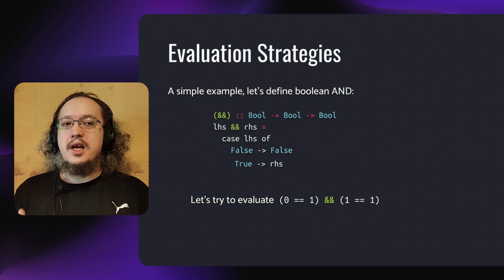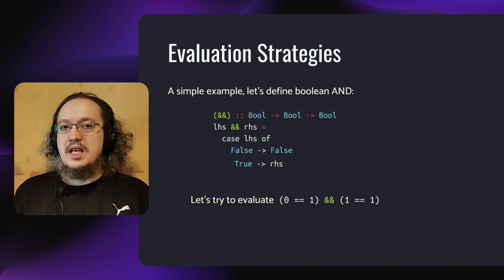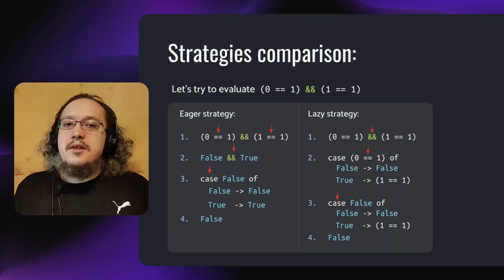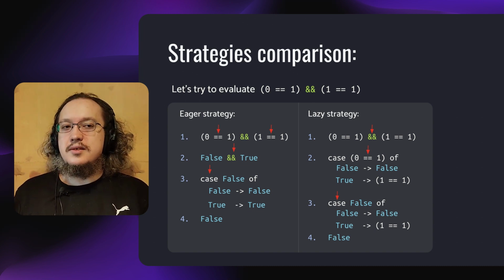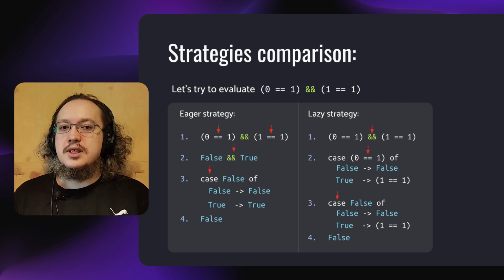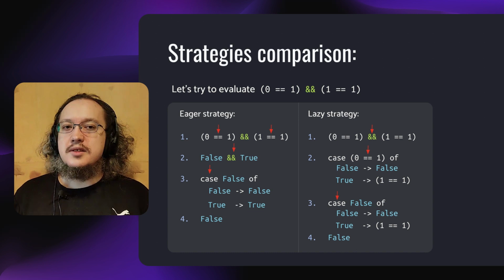Let's take a look at a very basic example, the Boolean function and. Here we see a definition of the function, and let's try to apply it and evaluate it, comparing the strategies. Here I should say a few words about substitution. Evaluation of a function's application means that we substitute variables like LHS and RHS with the specific arguments given to a function and then proceed. In the case of the eager strategy, we evaluate arguments immediately and then apply the function, substitute arguments and obtain the result.